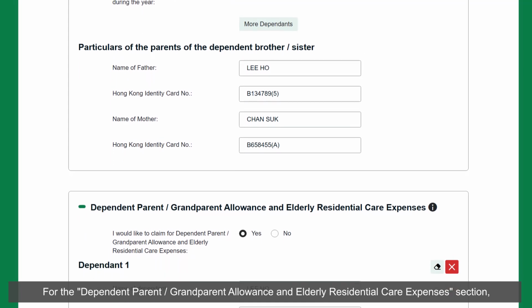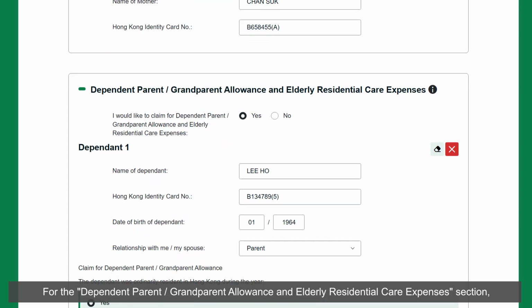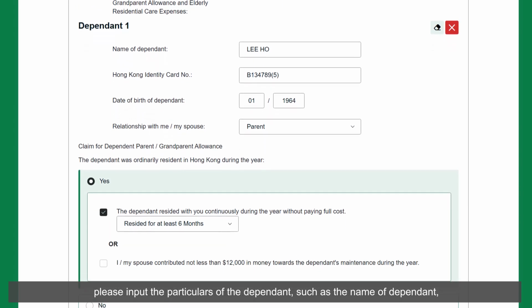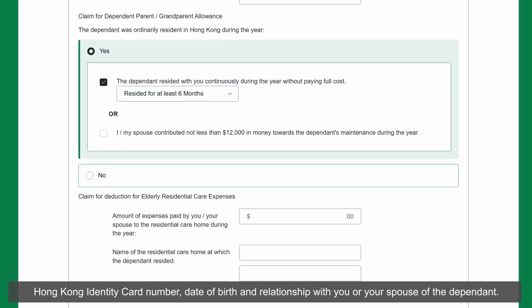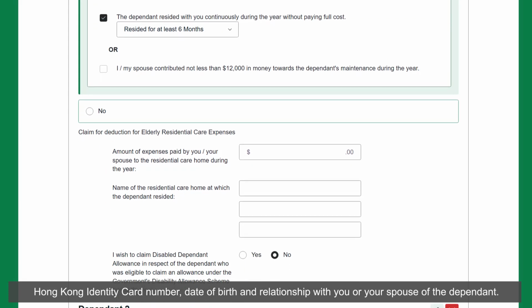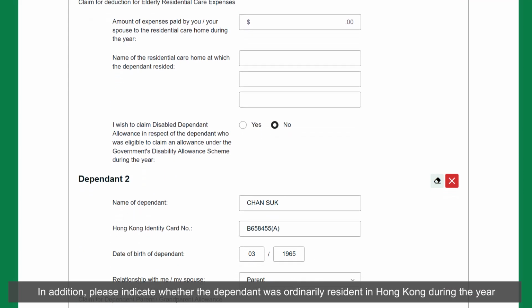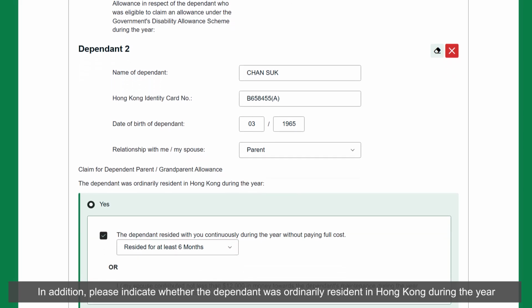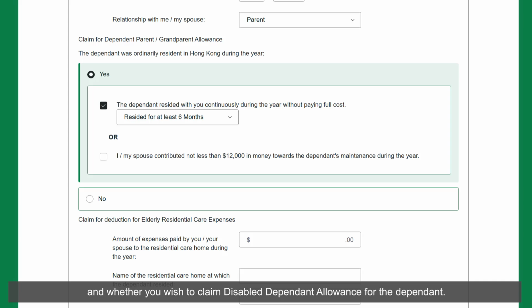For the dependent parent or grandparent allowance and elderly residential care expenses section, please input the particulars of the dependent, such as the name of dependent, Hong Kong identity card number, date of birth and relationship with you or your spouse of the dependent. In addition, please indicate whether the dependent was ordinarily resident in Hong Kong during the year and whether you wish to claim disabled dependent allowance for the dependent.